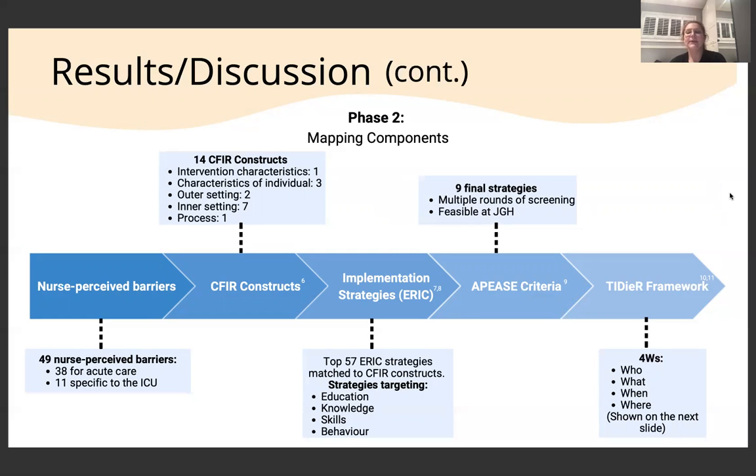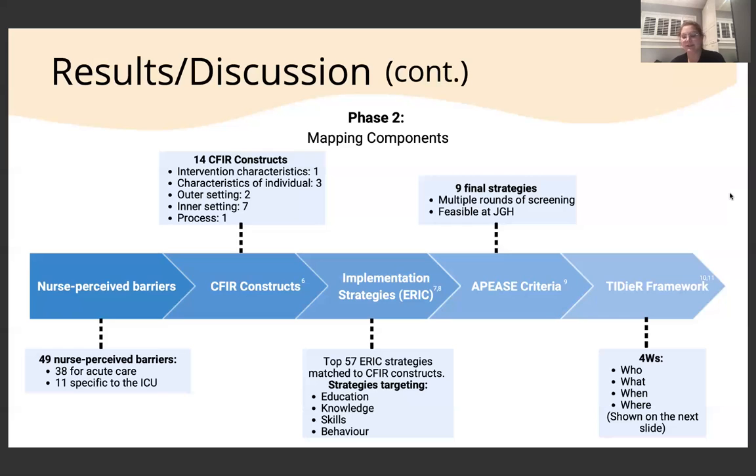We then looked at the APEASE criteria. So all of these 57 strategies from the ERIC went through multiple rounds of the APEASE and were grouped into 9 strategies. So some of these are conducting educational meetings, develop and distribute educational materials, conducting ongoing training, et cetera, et cetera. So all these strategies are really to promote the adoption of the intervention package into the clinical setting at the end of the day.